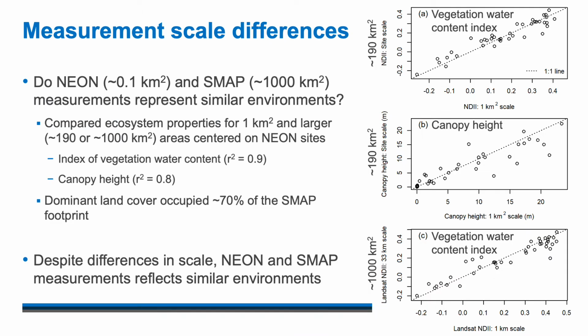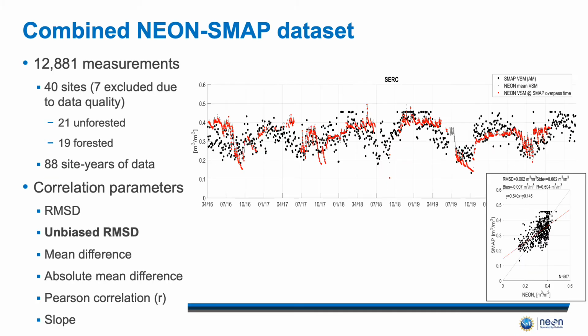I won't spend much time on this slide, but I did want to mention, given the huge differences in the NEON versus SMAP spatial scales, we wanted to check that the environments that they were measuring were broadly similar. And the upshot of this was that despite these huge differences in scale, the NEON and SMAP measurements did seem to reflect similar environments. So making these comparisons did seem to be fair.